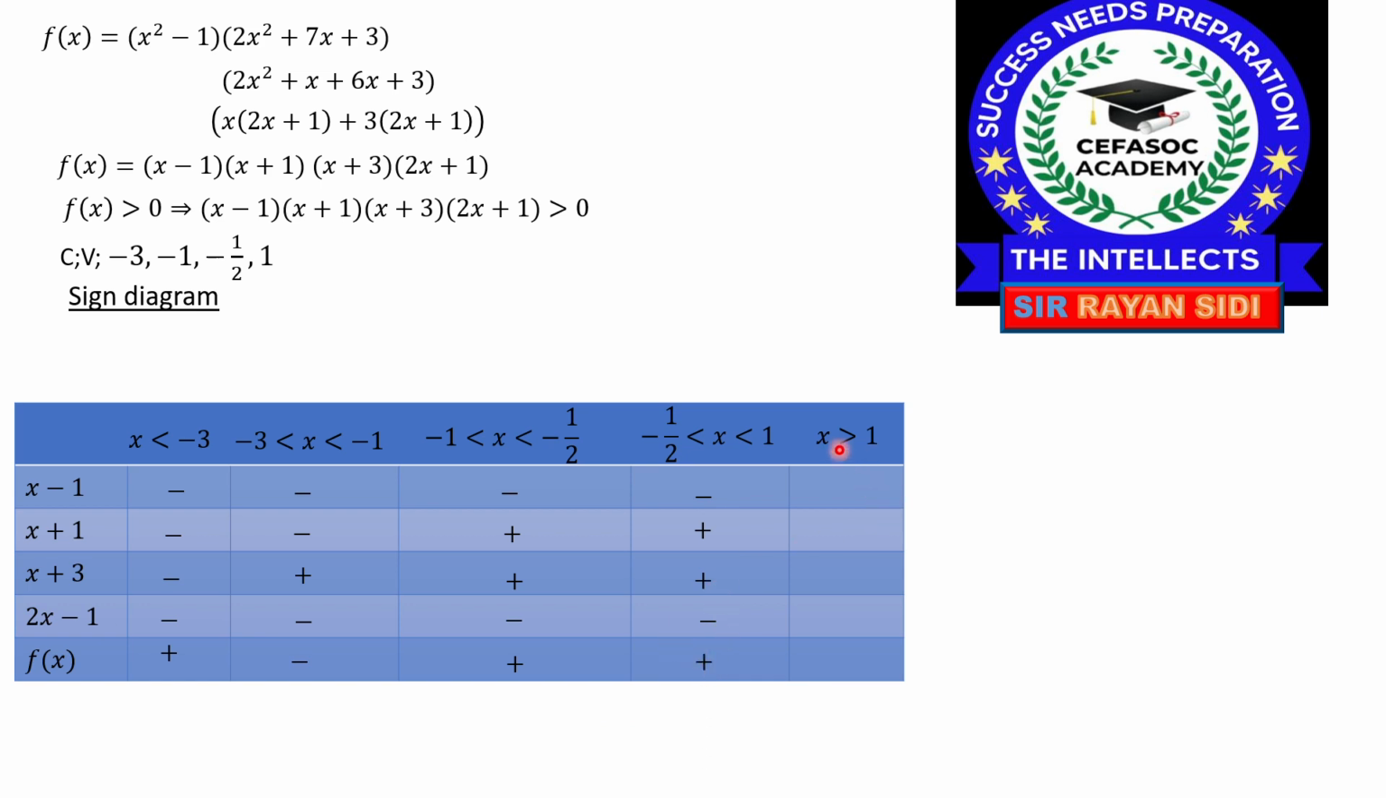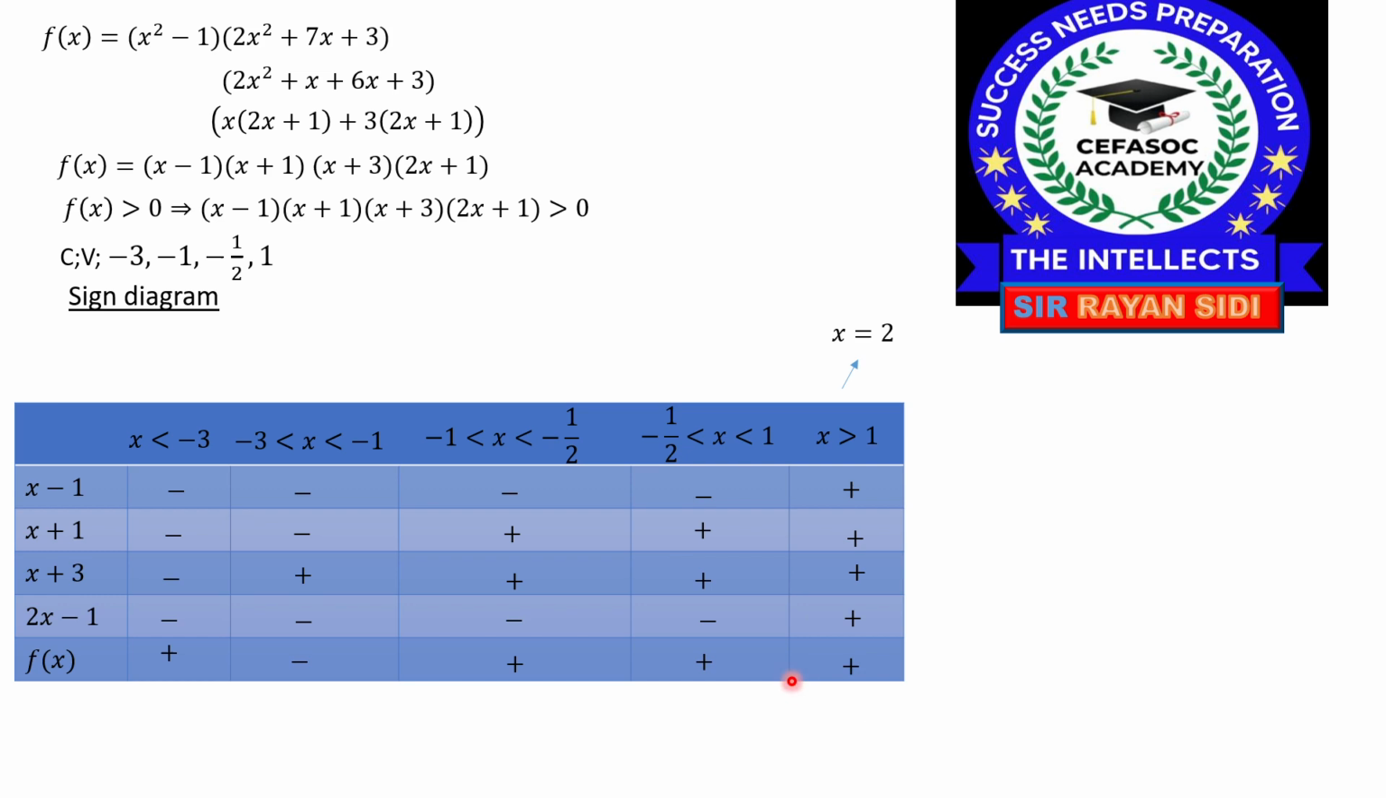For the value of x that is greater than 1, we don't go far, x equals 2. So we substitute 2 here, we have positive. When we substitute 2 here, we have positive, positive, positive. And the final result is obvious, which is positive.